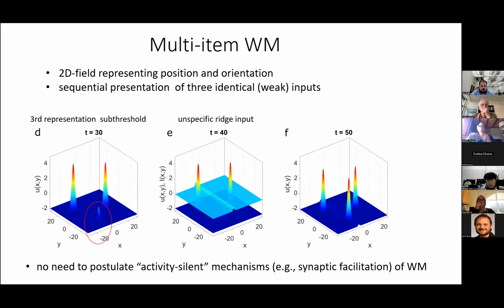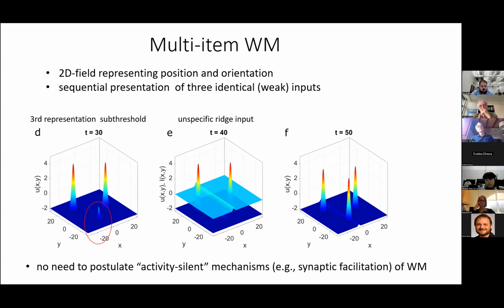The next one is multi-item working memory. You can think of it as a two-dimensional extension of the model, let's say representing position and orientation here. Now we have a sequential presentation of three identical, in this case weak, inputs. In general, the two-field model behaves like the Amari model, but because we also have a spread of excitation with the same kernel parameters, it's somehow facilitated. It's easier to create a multi-bump pattern with the two-field model than with the Amari model alone.